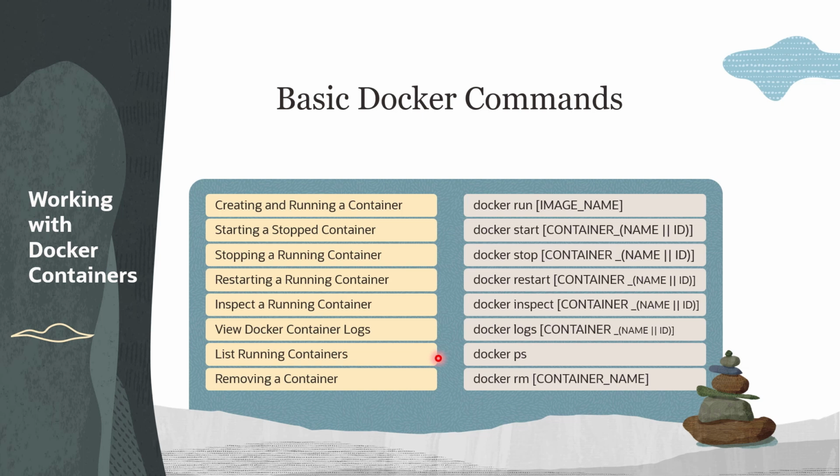To list all the running containers within your environment, you can use the docker ps command. And if you want to see all the running as well as stopped containers, you can do a docker ps -a. To remove a container, you can use the docker rm command and pass the container name or ID as an argument.